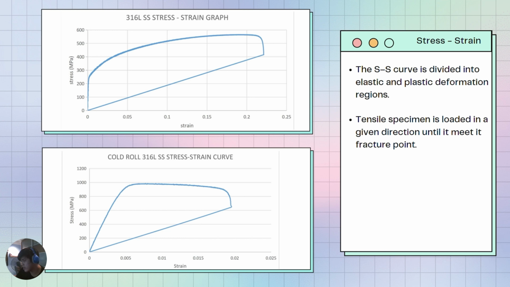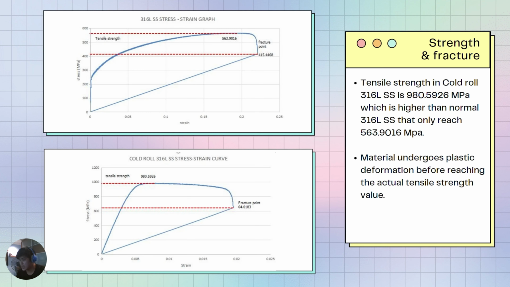So we will be comparing these two types of 316L SS in this research. This graph will show the behavior of the normal 316L SS and also the cold roll 316L SS. By analyzing the graph above, we can determine the tensile properties of normal 316L SS and also the cold roll 316L SS. The stress strain curve is divided into elastic and plastic deformation regions, although the shape of the curve depends on the material.